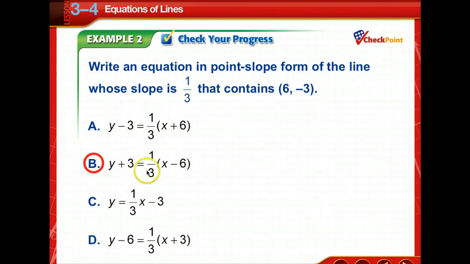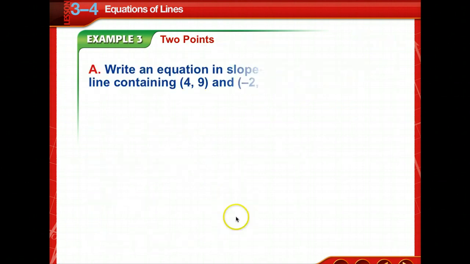Okay, 1/3 is going to be our slope. All of these show that. -3 is our y, so since it's minus a -3, it's going to be +3, and -6. So B is our choice.